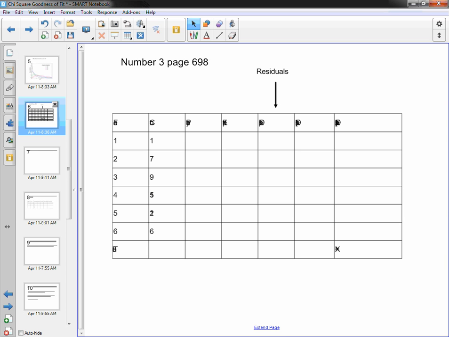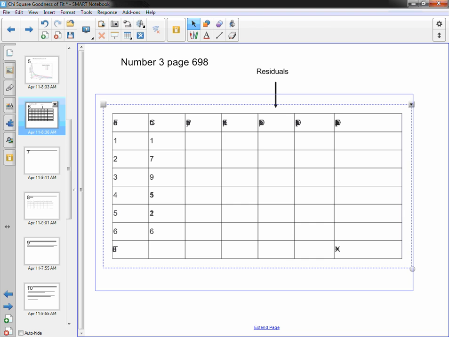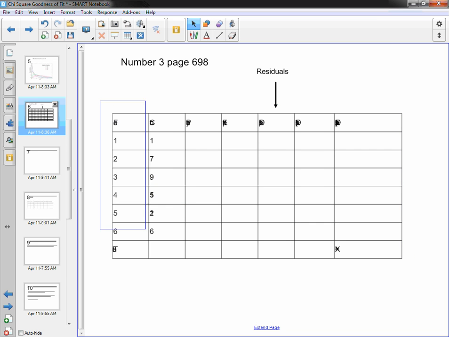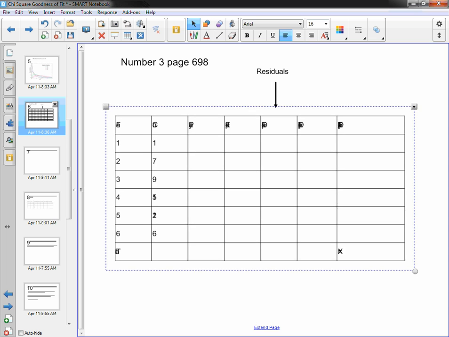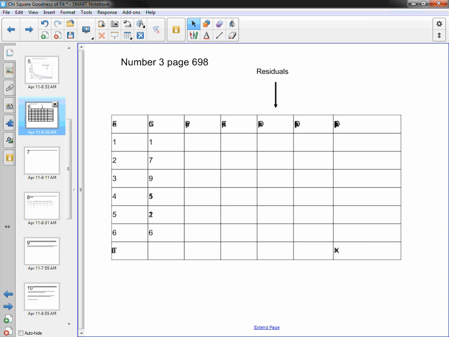All right, so let's actually look at an example. Go ahead and flip to page 698 in your textbook, and we'll talk about these together.